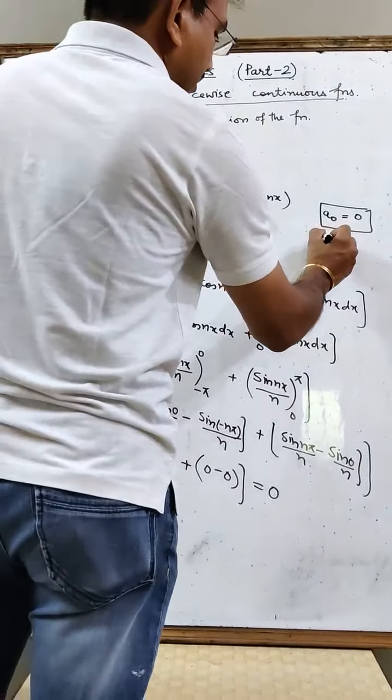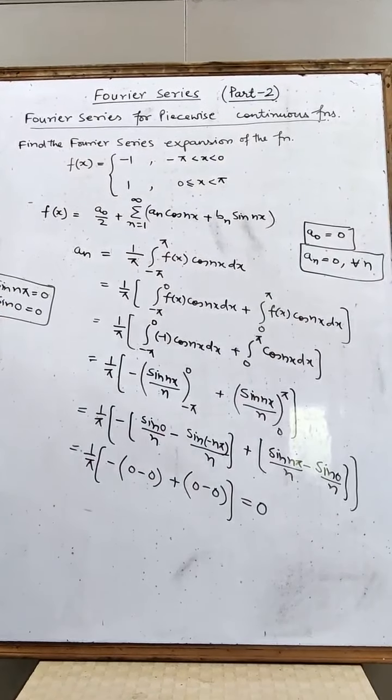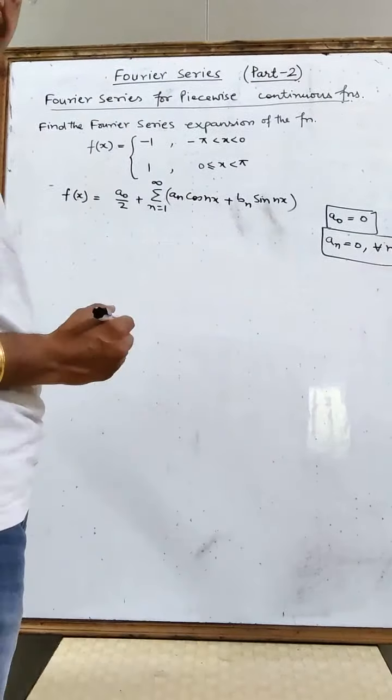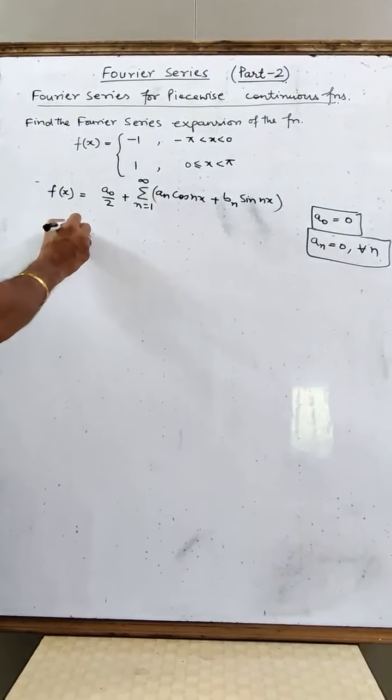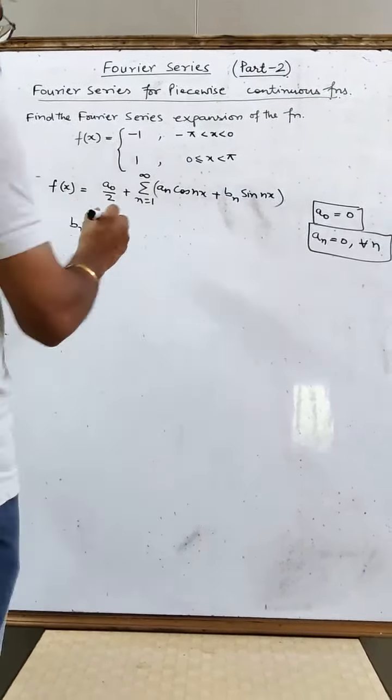We found a naught that was equal to 0. We will find an that is equal to 0 for all n. So now we will find bn. Bn is equal to 1 over pi integral from minus pi to pi f(x) sine of nx dx.